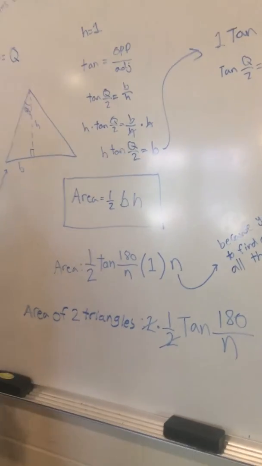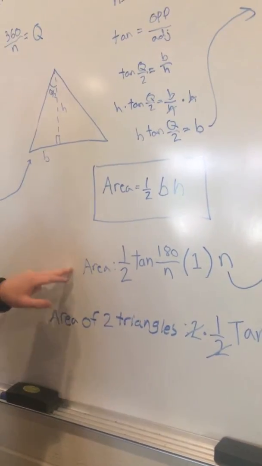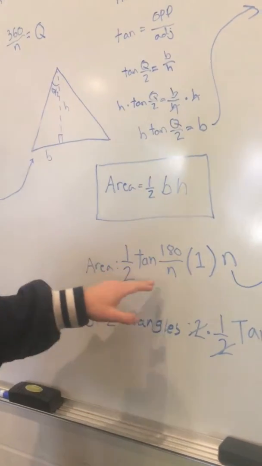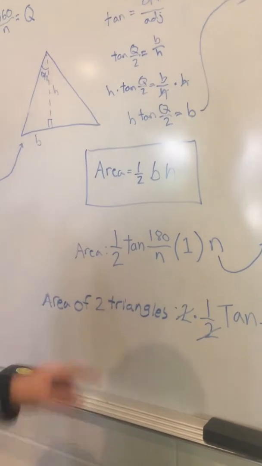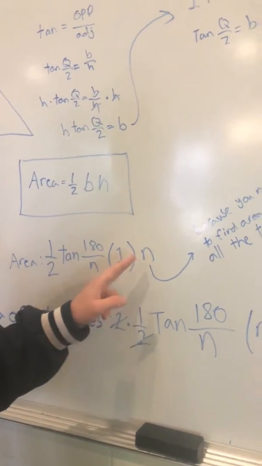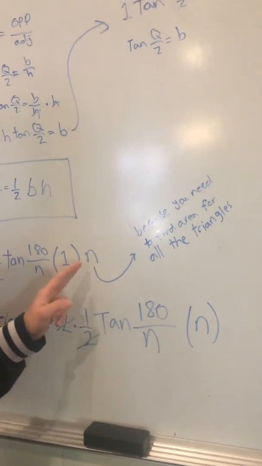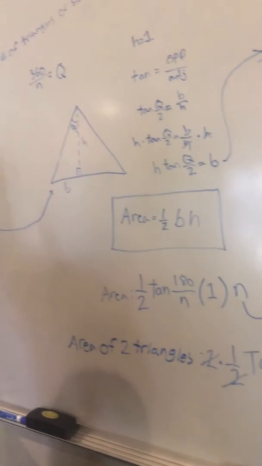So when you plug it into the equation for this triangle, you know that the area is 1/2 base times height again. So area equals 1/2 tan(180/n), because that's your base, because you know base equals tan(180/n), times 1, which is the height, multiplied by n, and you multiply by n because you need to find the area for all the triangles in the figure.